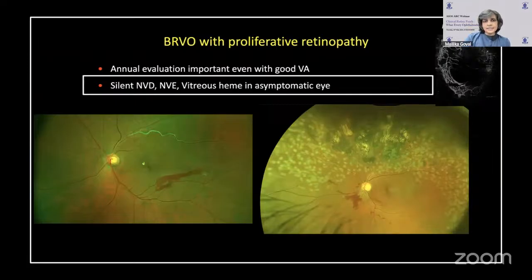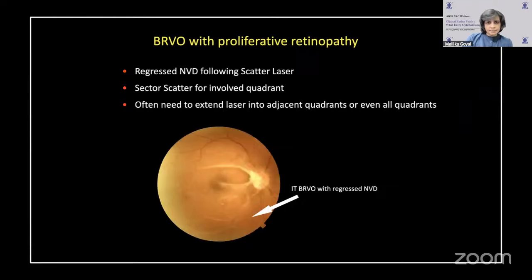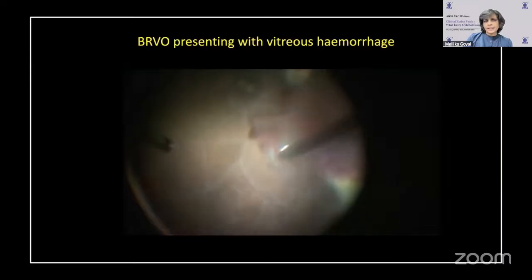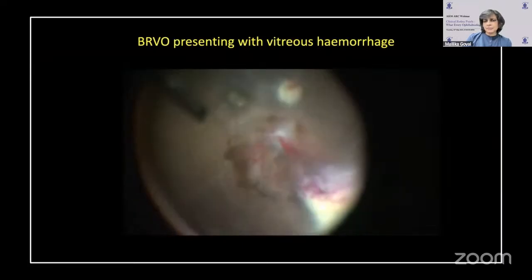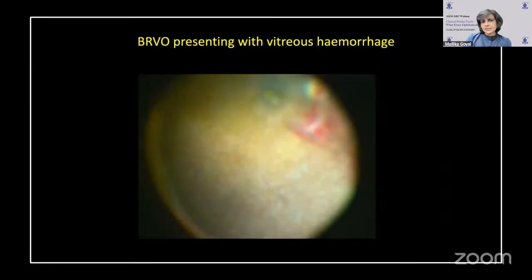And these are usually asymptomatic, so they need a very careful exam. Again, an inferotemporal BRVO with NVD, which has regressed on treatment. Often they may require scatter laser extending into the adjacent quadrants, almost like a pan-retinal photocoagulation, because just treating the affected quadrant is often not enough. The new vessels do not regress. And they may come like this with vitreous hemorrhage, macular ischemia, and they need an extensive scatter laser on the operation table itself.